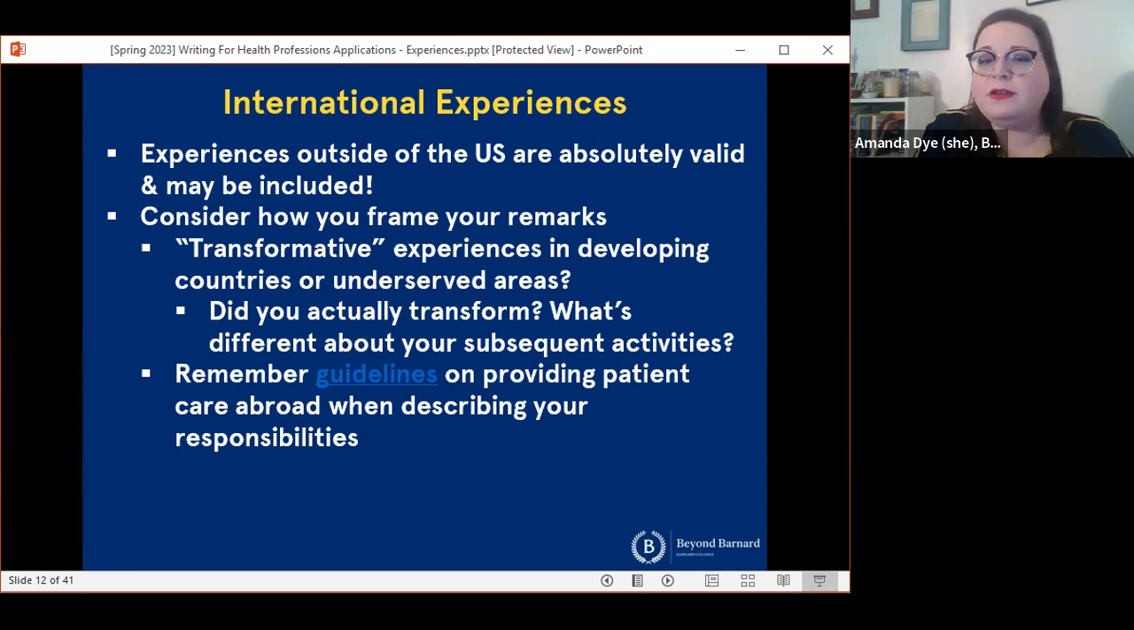You should also definitely take a look at the guidelines. I've linked them here and I'll share the slides with you all about providing patient care abroad at any point when you're describing your responsibilities. So you want to make sure that whatever you're sharing with medical schools or dental schools, et cetera, is within the scope of what is expected for a pre-health student from the US.